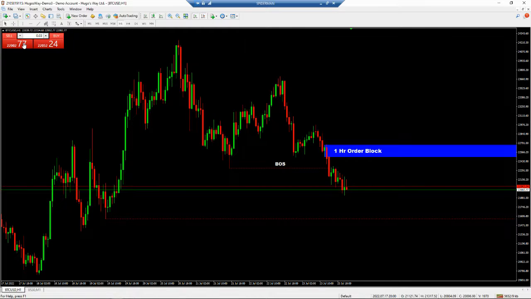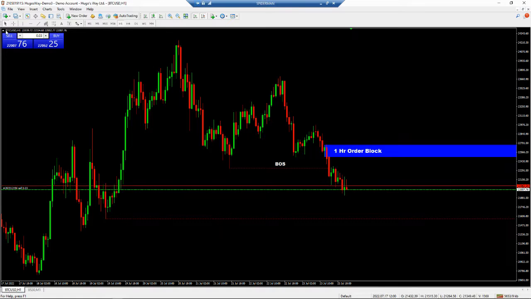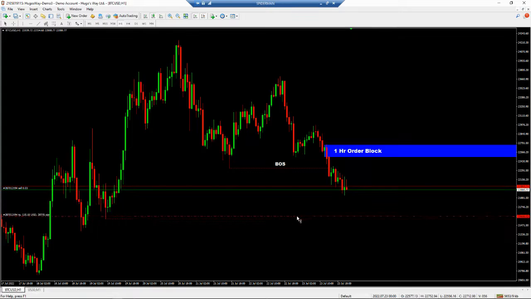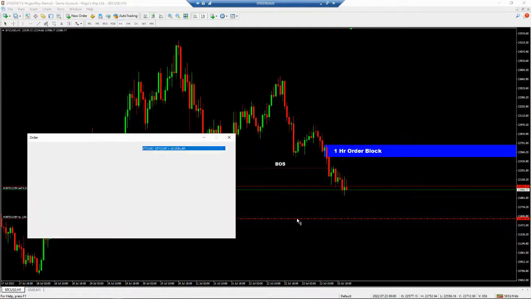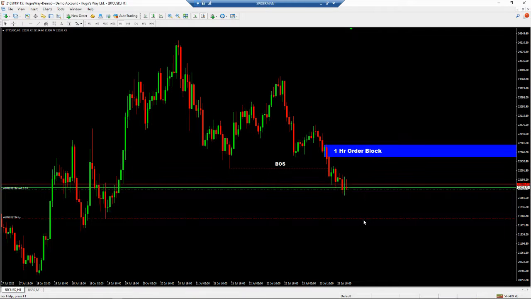I'm gonna do a 3-cent lot. I'm gonna sell, and I put on sale, and I'm expecting price to go at least to here and close that order. Once it closes that order, goes to here and closes that order, it'll go here next. But before it goes here or even down here, it's going to push back up. If it pushes back up to this 1 hour order block, it usually pushes within 50% of the order block.